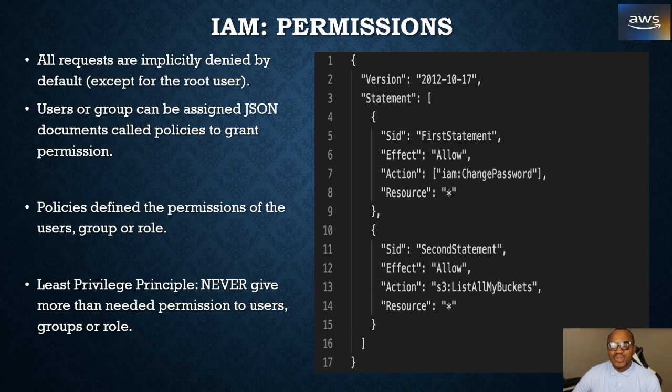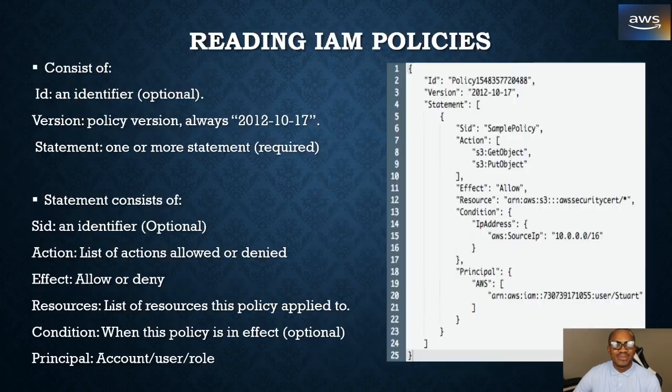So users or group or role can be assigned a JSON document that is called policy to grant permission, and policy defines the permissions of those users or group or role. And we are not to give more than the needed permission to any entity. Any excess permission given to any identity in your AWS account will cause security vulnerability.